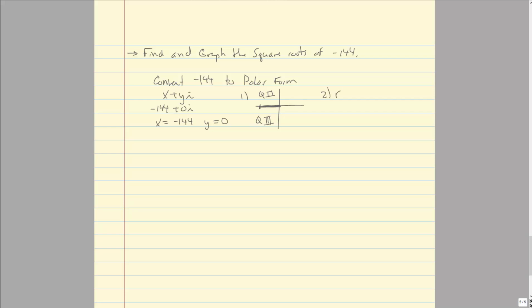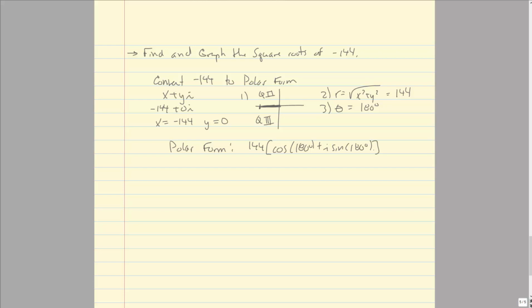Second step is I want to find r. You can apply the square root of x squared plus y squared, and I will get 144 out of that because I have a 144 here. So double check that, and then step 3 is I want to figure out what theta is. Well, I can already see what theta is. It's right here. I could apply the tangent, but I can see that it's going to be 180 degrees. So the polar form is going to be r, which is 144, cosine of 180 degrees plus i sine of 180 degrees.